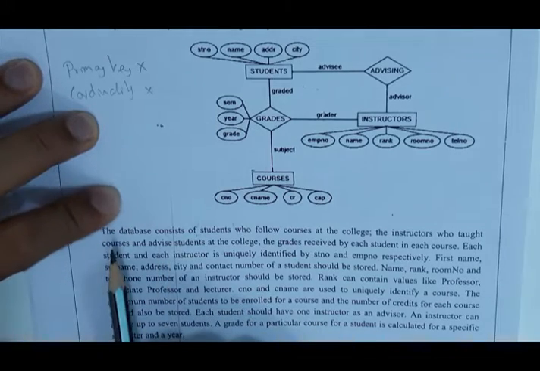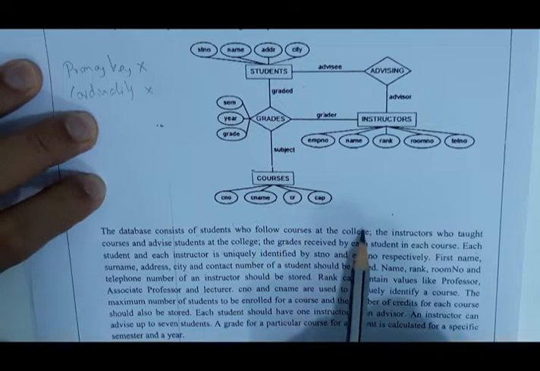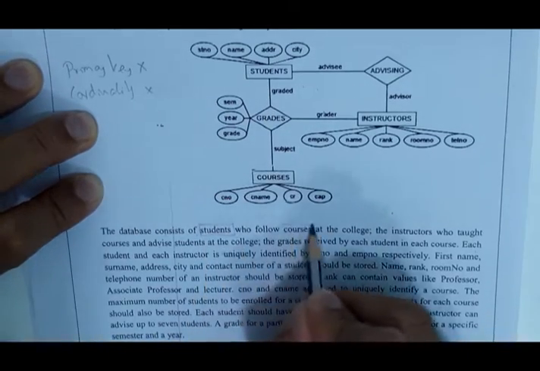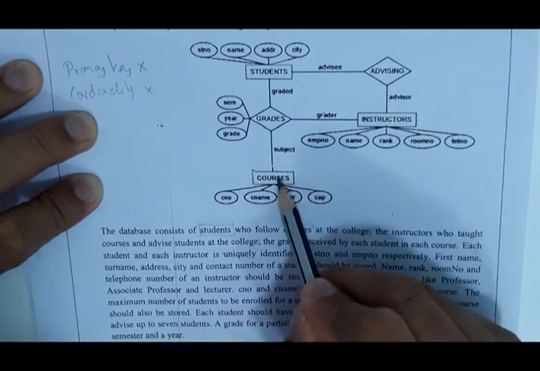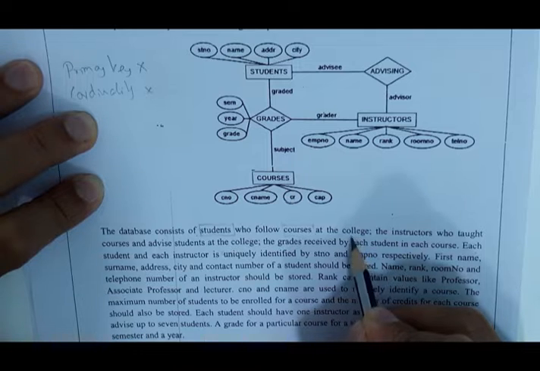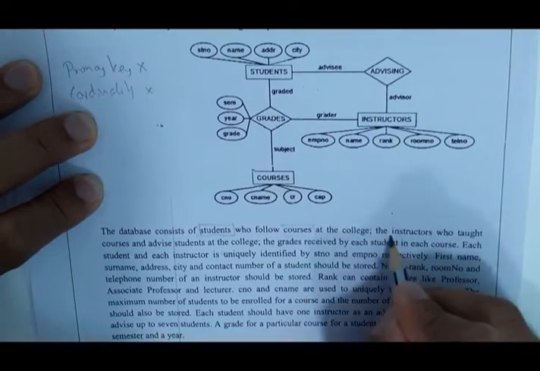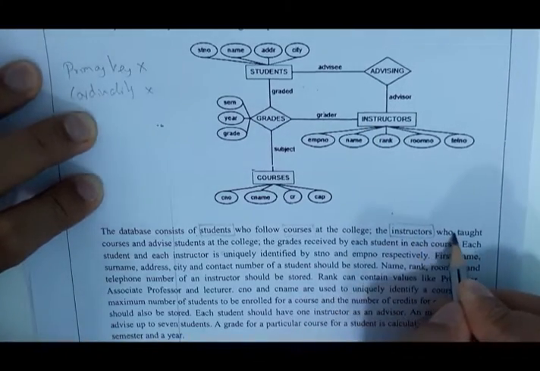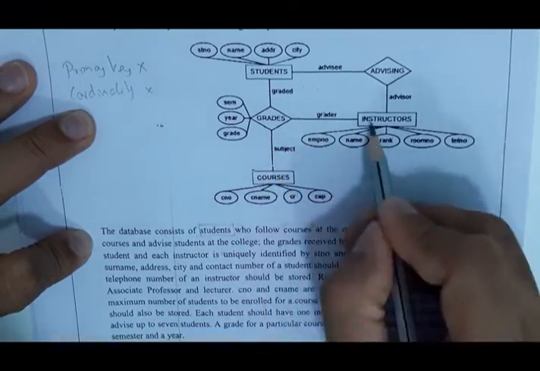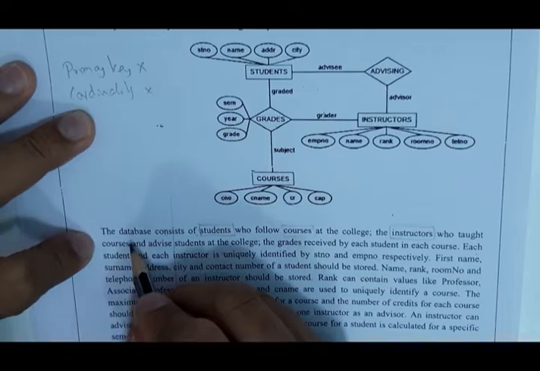We'll read the description. The database consists of students who follow courses at the college. Here, student becomes an entity that has already been drawn. Courses is also an entity available somewhere here. No problem. At the college, so college becomes the mini world at this moment. The instructors who taught, so instructor becomes an entity. Instructors who taught courses. Instructors are teaching courses. It's given in plural.